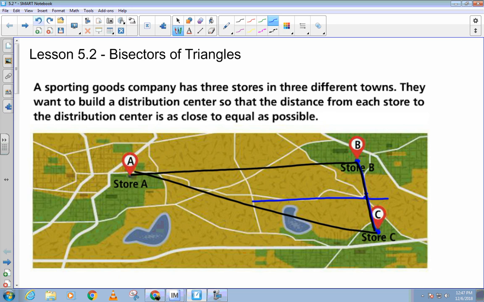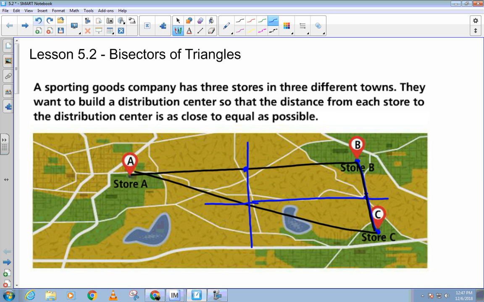Yes? If we did the same thing between A and B, look, about the midpoint. And there is the perpendicular bisector. So there's another perpendicular bisector. So any point along this vertical line is going to be equidistant to store A and B, right?